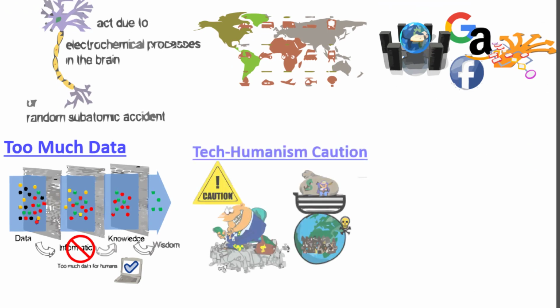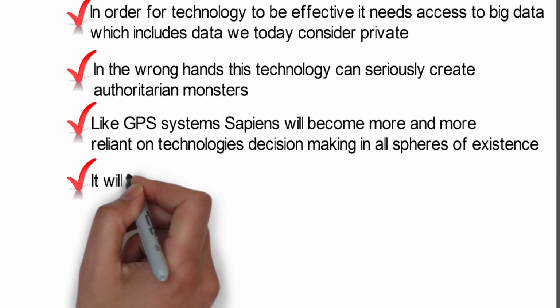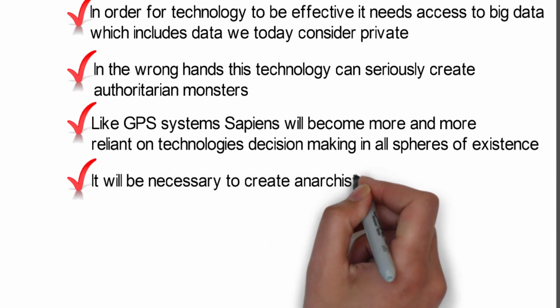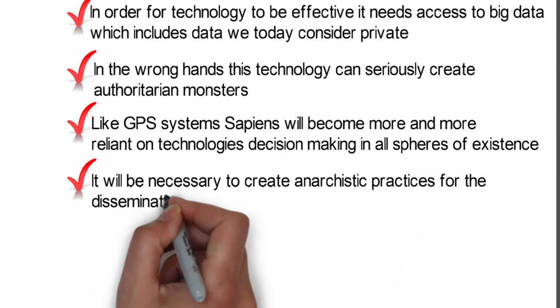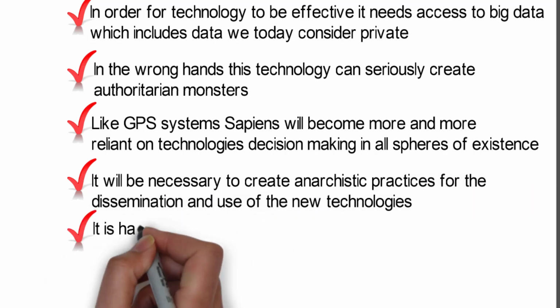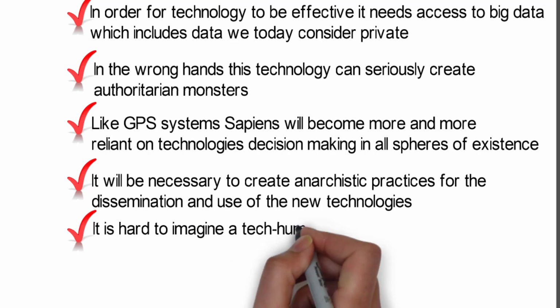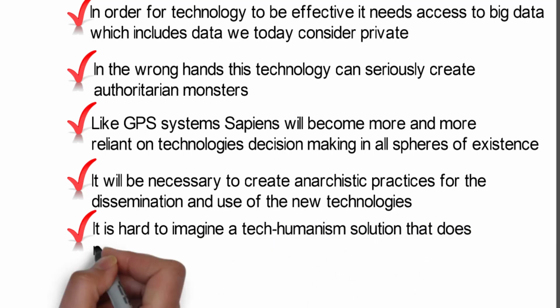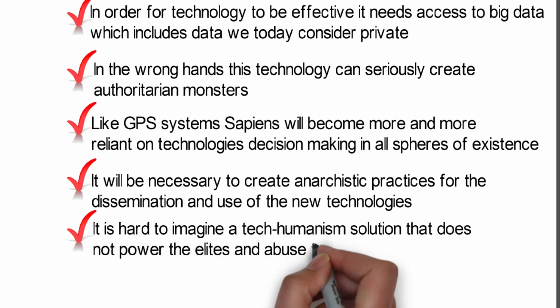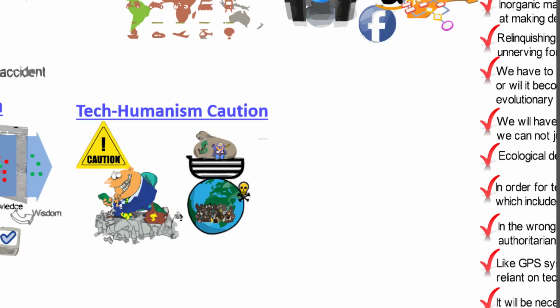Then the techno-humanism caution that he puts forward is that the ability of the elite to get their collective hands on the newer technologies first may empower them to create unresolvable gaps between the elites and everyone else. They may create the elite arc, which he is very concerned about. So it will be necessary to create anarchistic practices for the dissemination and use of the technologies. It is hard to imagine a techno-humanism solution that does not empower the elites and abuse the masses.